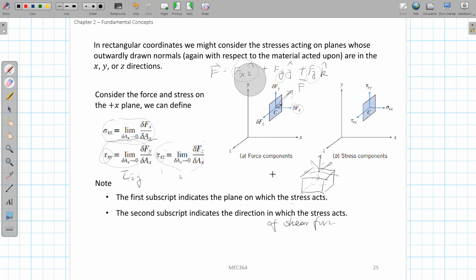And let me clear this one here. I don't think we need this one. Okay, so let's talk about making things more complicated.